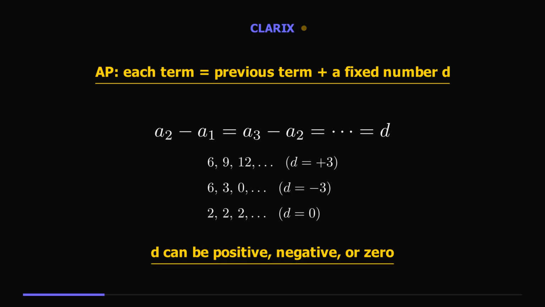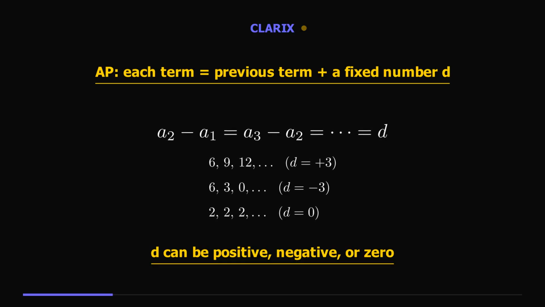And here's the part students forget. d is allowed to be positive, negative, or 0. Positive d, the list climbs. Negative d, like the ladder, it falls. Zero d, the list just repeats the same number forever. And yes, that still counts as an AP. Formally, take any term and subtract the one before it, second minus first, third minus second, and you must get the same answer every time. That common answer is d.